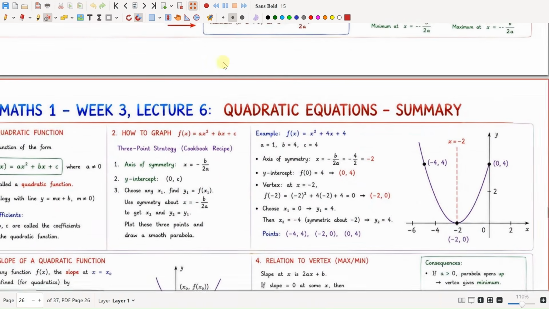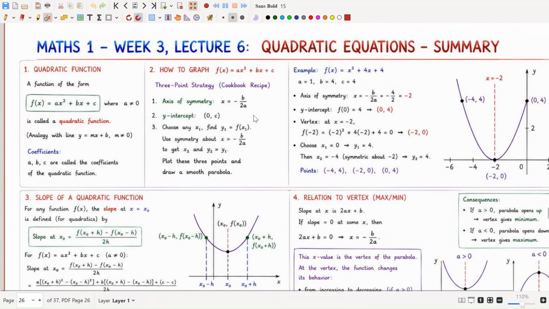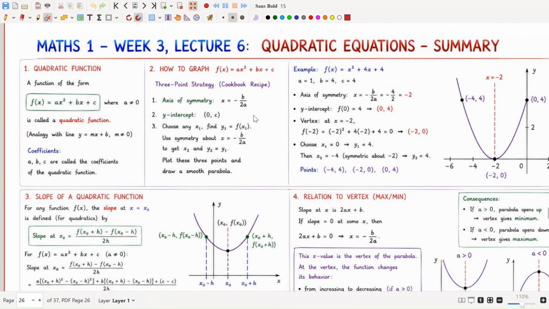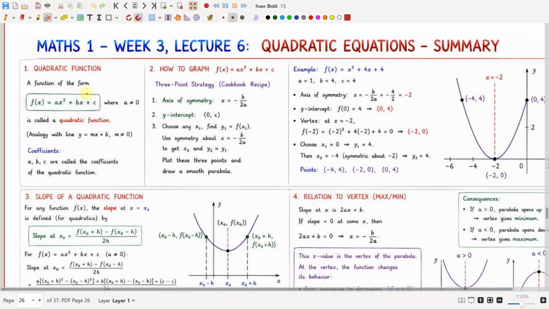Now let's move on to the sixth lecture, which is a summary of what we saw in all the quadratic functions. We saw what a function is and what the quadratic function formula form is. So f of x is equal to ax square plus bx plus c, the general quadratic form. These coefficients a, b and c are called the coefficients of the quadratic function.